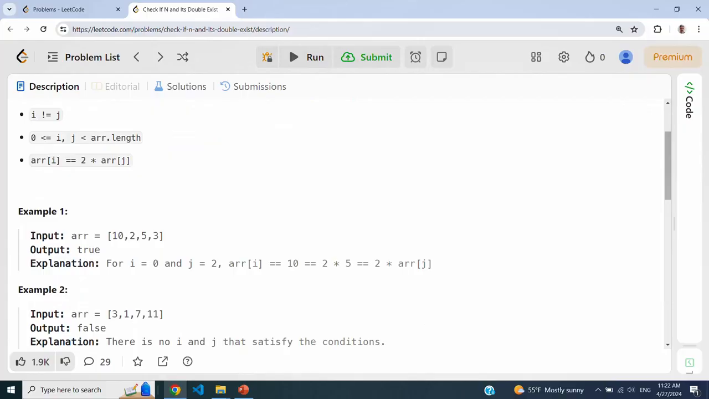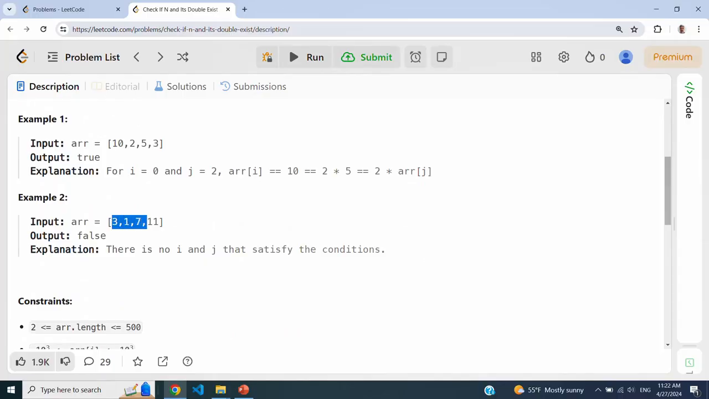Here's an example. We have 10, 2, 5, 3. As you can see, we have 5, and if you double it, you get 10. Both of them exist in the array, so the answer is true. And if you look at this array, there are no numbers with its double in the array. So the answer is false.